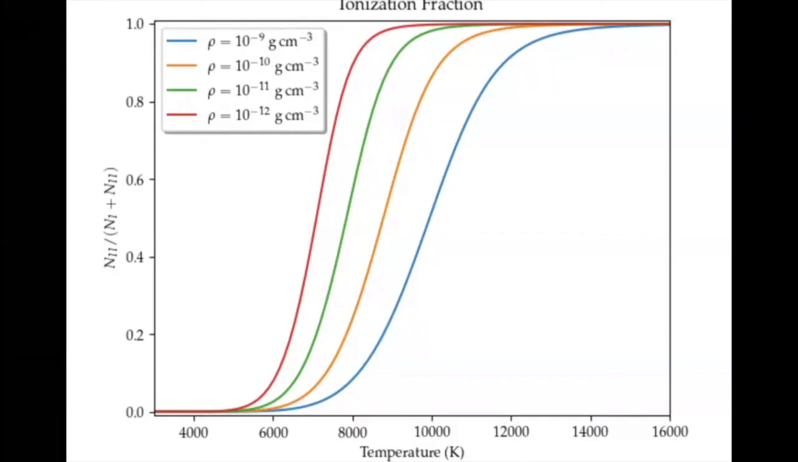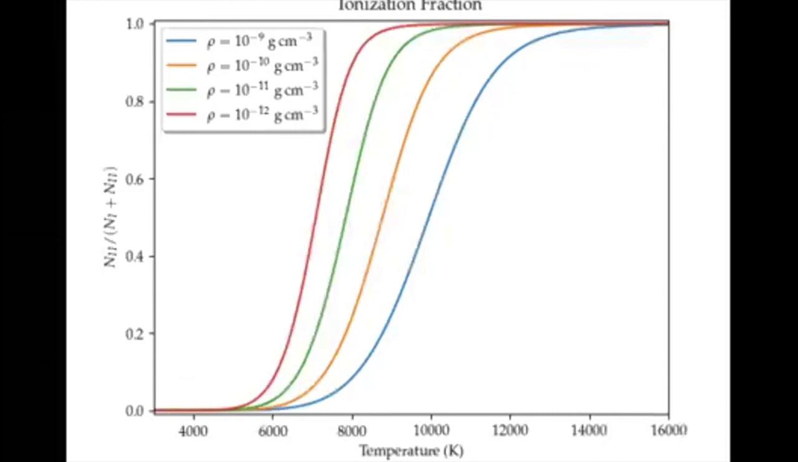Now the solution to this equation for a set of densities is shown here using the ionization potential of hydrogen, which is 13.6 electron volts. You see here, it depends on the density. These are the curves: the blue is 10 to the minus 9, 10 to the minus 10, 10 to the minus 11, and 10 to the minus 12 grams per cubic centimeter. You start to see here that for densities of about the sun, which is 10 to the minus 9, you have at 10,000 Kelvin about half of the atoms being ionized, as we saw before.